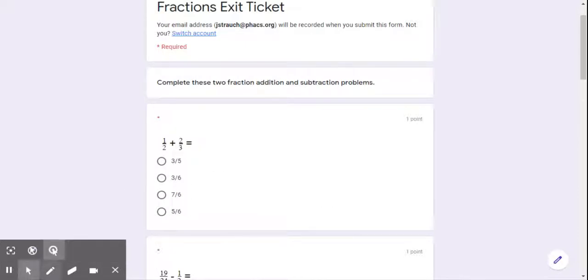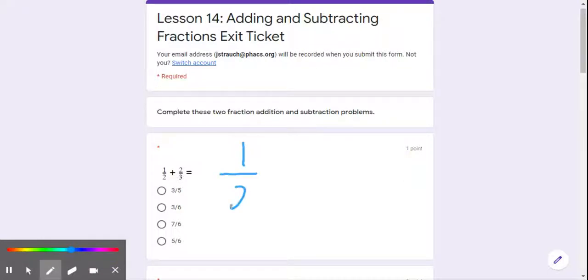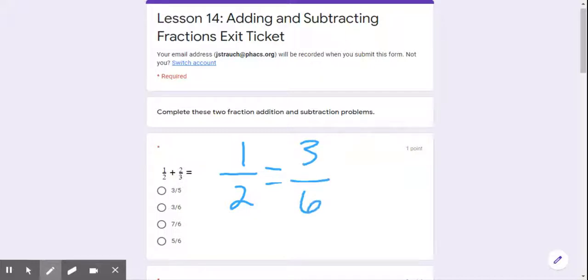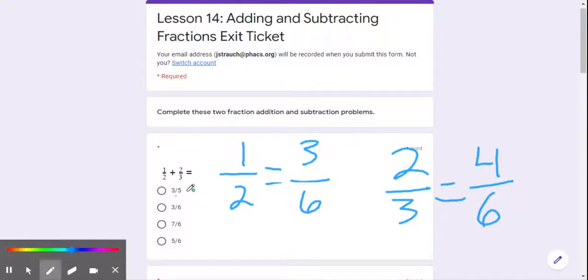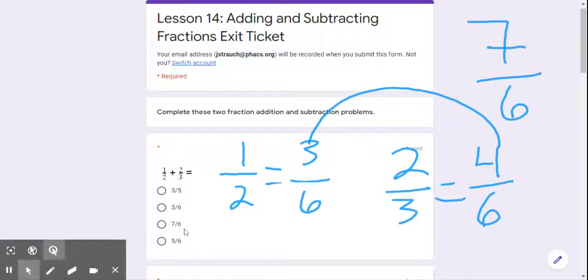So to do this fraction addition problem, it's going to be helpful for me to write these in common denominators. So a half is the same thing as 3/6. And I know that because 2 times 3 is 6 and 1 times 3 is 3. And 2/3 is the same thing as 4/6. And I know this because 3 times 2 is 6 and 2 times 2 is 4. So now we can add 3/6 and 4/6 and get 7/6. So the correct answer is 7/6.